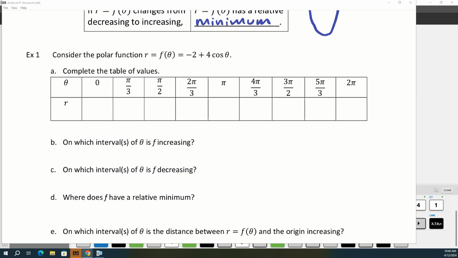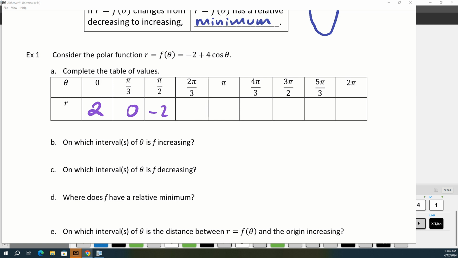Okay, so who had 0 to plug in? Or just tell me what you got. If you had 0, what'd you get? Okay, we'll come back. All right, if you had pi over 3, what'd you get? 0. Yes. Pi over 2? What'd you get when you got the cosine? You got 0, right? 4 minus 2 is definitely 2. Is that what you got? Yeah, I got 2. That's right.